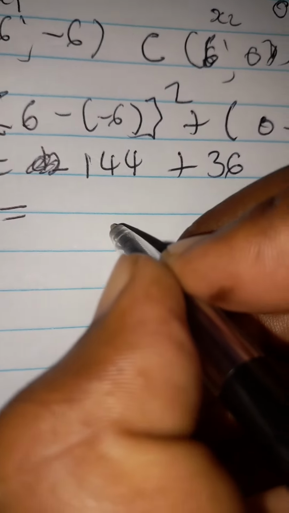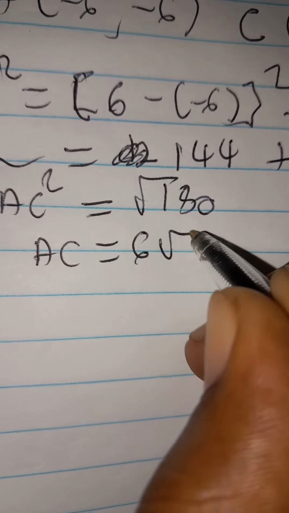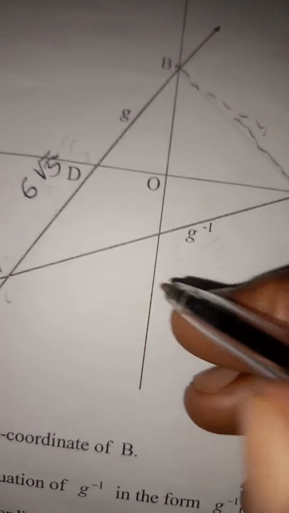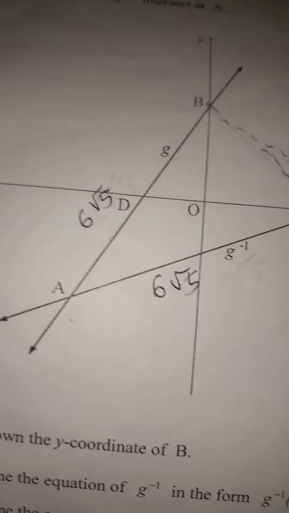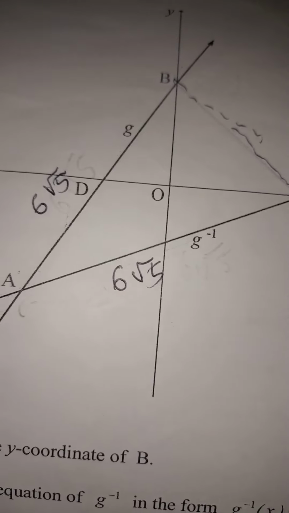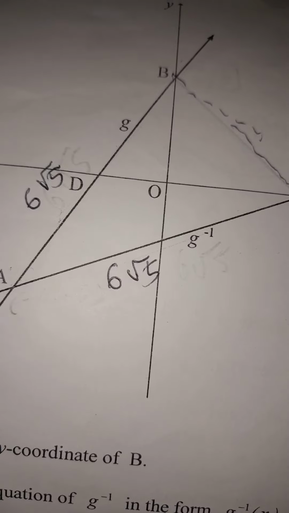Let's work out this: 0 minus negative 6 is going to be positive 6. Positive 6 squared is going to be 36. And what is 144 plus 36? That is 180. So AC squared, when we root both sides, we get AC equals 6 root 5. So we can see that AC is also 6 root 5. What does that tell us? That means AB and AC are equal. What type of triangle? When two sides are equal, that's an isosceles triangle.